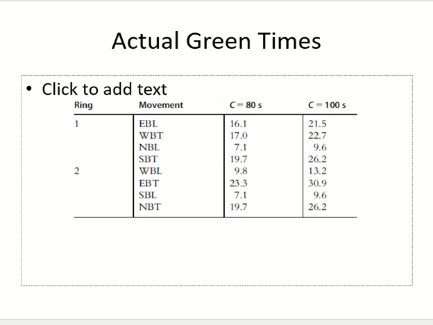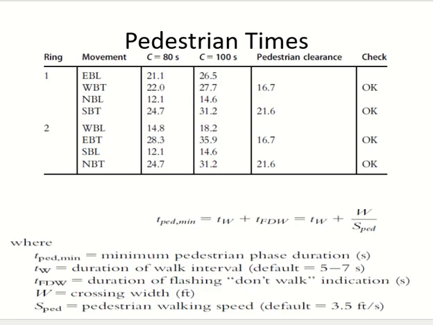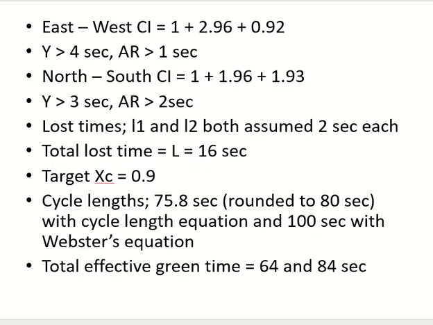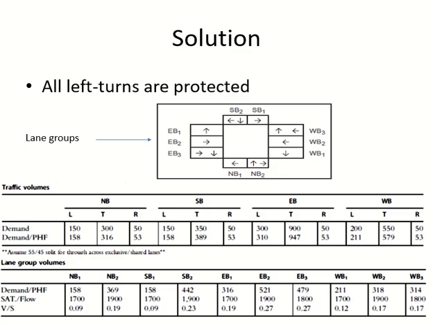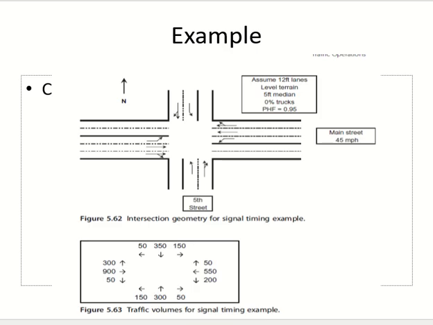You have to check if the timings are enough for the pedestrians or not. Now pedestrians can either cross this side or this side, east-west or north-south. When they are crossing in this direction, north-south, they need green for what? North-south.